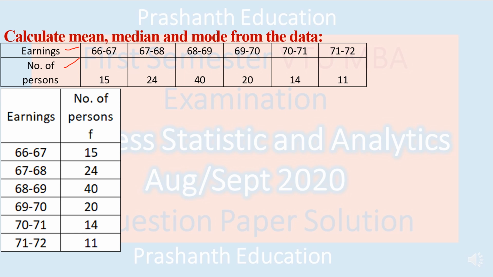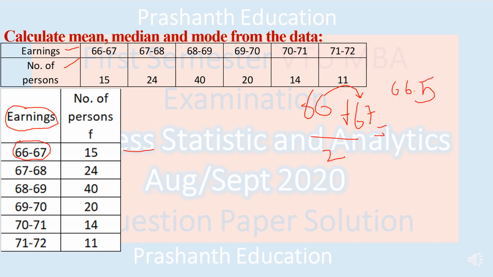In order to calculate mean, the first thing I need to do is find out the midpoint of this earning. Means 66 to 67. So take 66 plus 67 divided by 2. Even this you can easily do if you know how to get your mean. Only thing, these two center points we have to take, 66, 67. So the center will be 66.5.